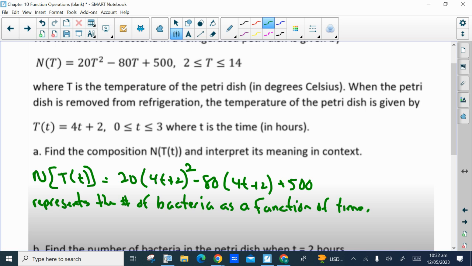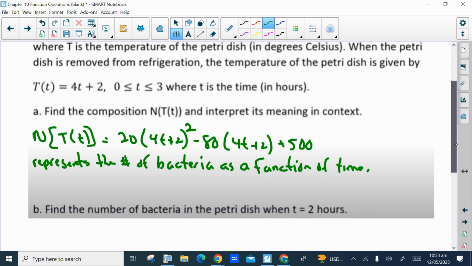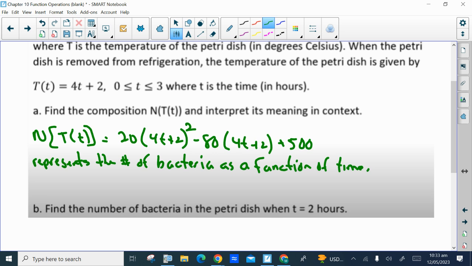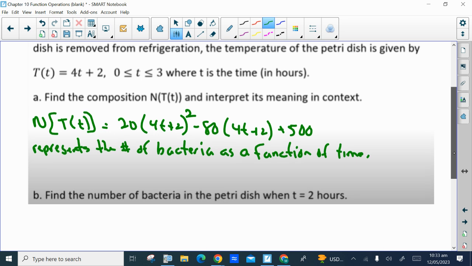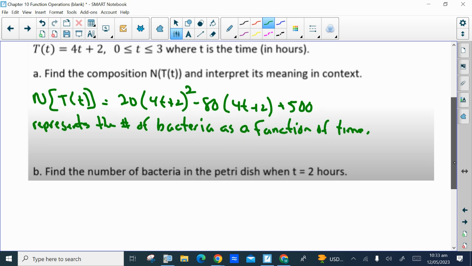You see, the original formula for n was as a function of T, the temperature, since it was removed from refrigeration. Our new one, it's a function of time in hours, right? So there's that formula. And you could definitely simplify it. You could square the 4t plus 2 and multiply by 20. You could multiply the 4t plus 2 by the negative 80 and add the 500 and simplify. You could do that. Not really necessary, though.